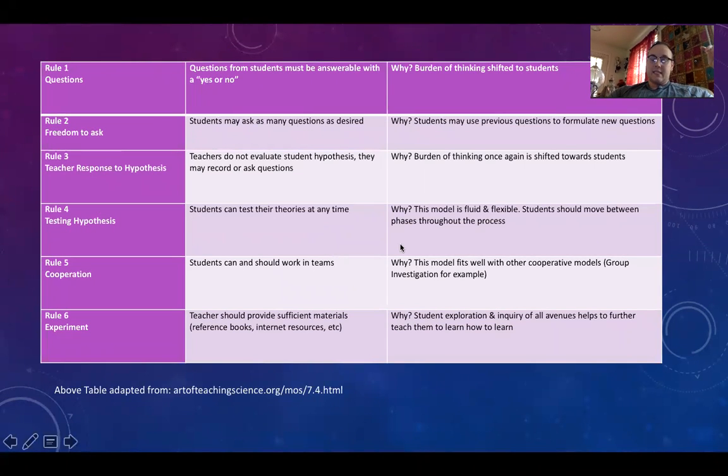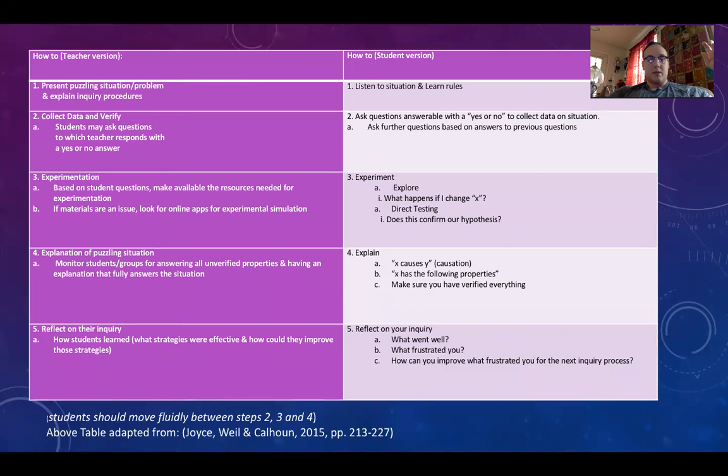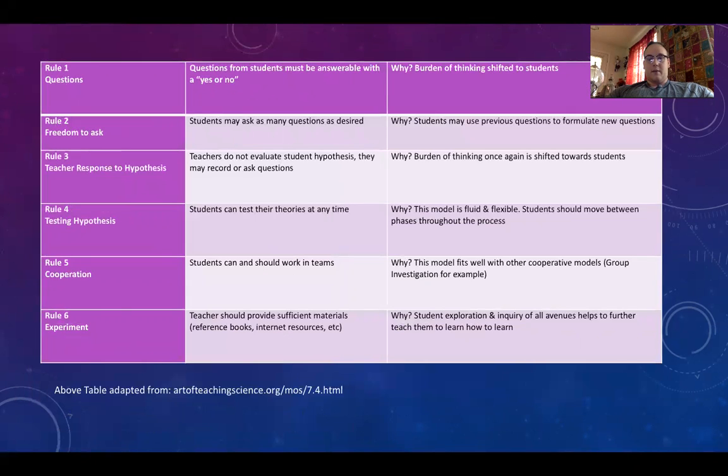One thing that I didn't stress as much as I should have in my previous explanation is that students should move fluidly between steps 2, 3, and 4. They should constantly be asking, experimenting, and trying to explain. Science is a messy process, and that's what the inquiry model is ultimately adapted from, the method of scientific inquiry. And so it's not a nice, neat lab report all the time.